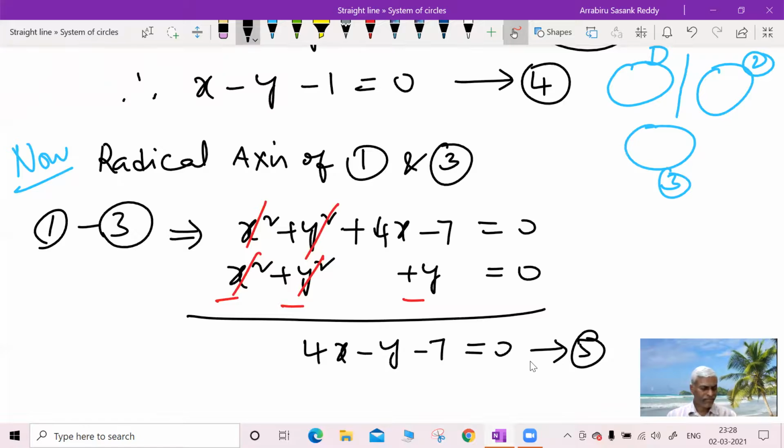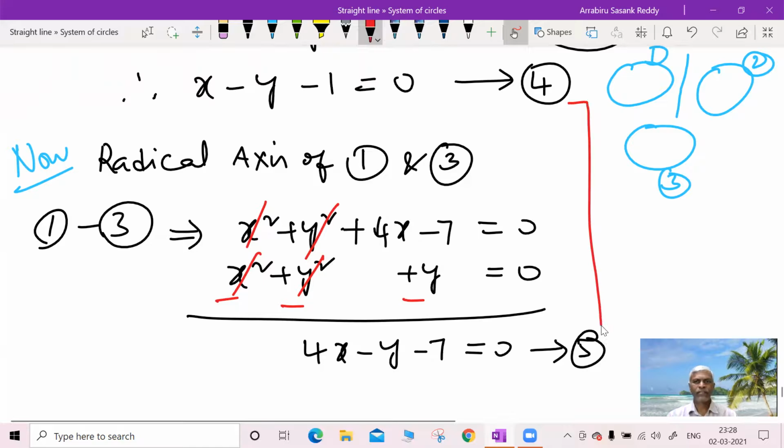So solving 4 and 5, we get the radical center. Solving 4 and 5. So now this is the second radical axis. Solving them, we get the radical center.